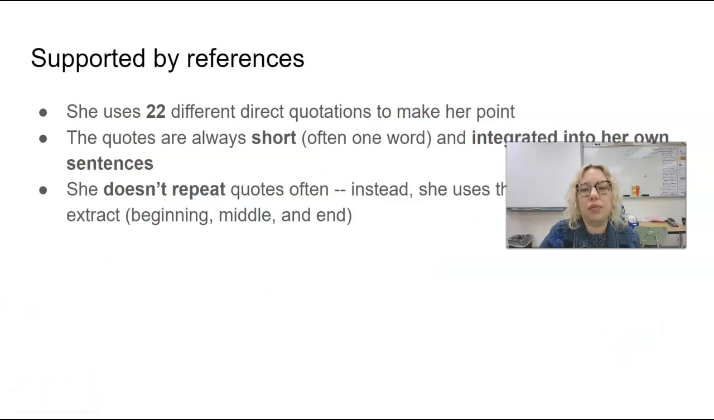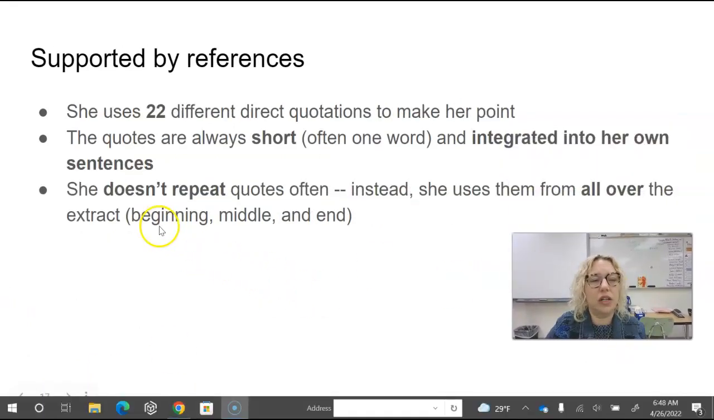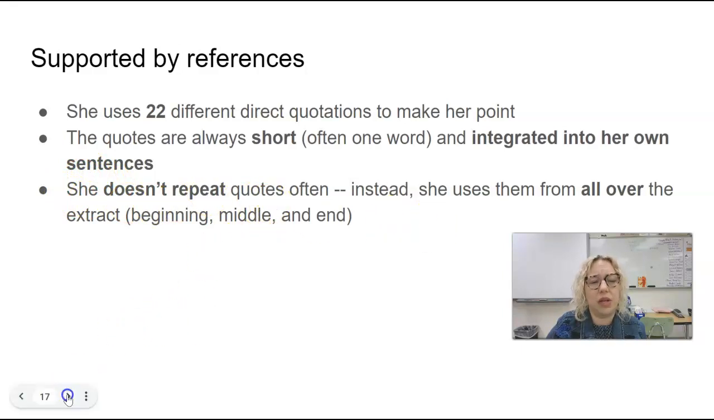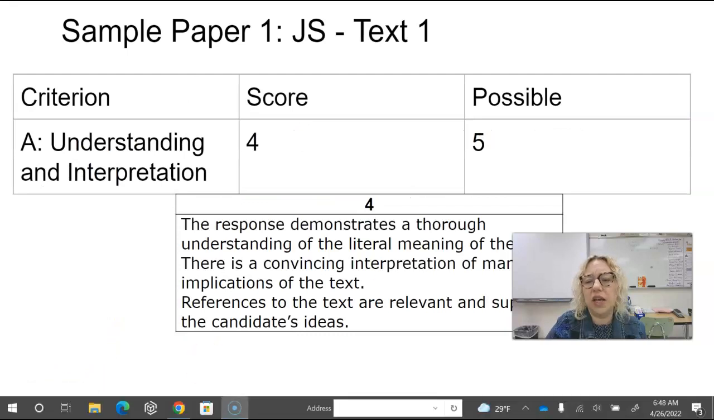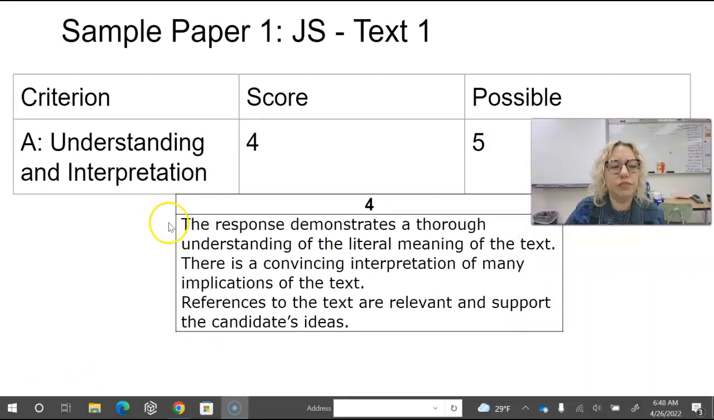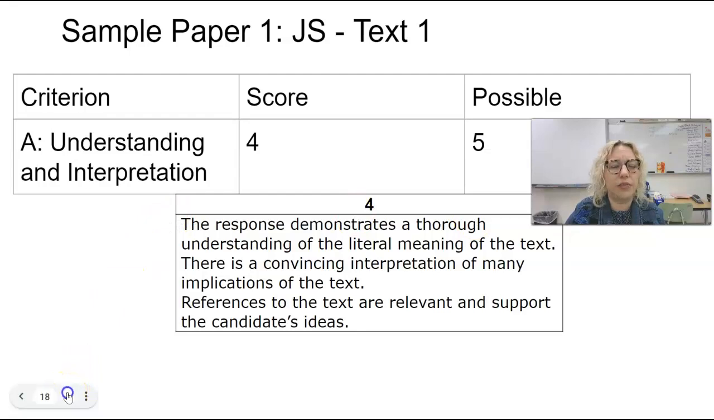And so the second part of this criterion is the references. She uses 22 different direct quotations to make her point. The quotes are always short. You notice how oftentimes they're just one word and integrated into her own sentences. She doesn't repeat quotes often either. She uses them from all over the extract, the beginning, the middle, and the end. So here's what they gave her. They gave her a 4. What did you give her? She got 4 out of 5.